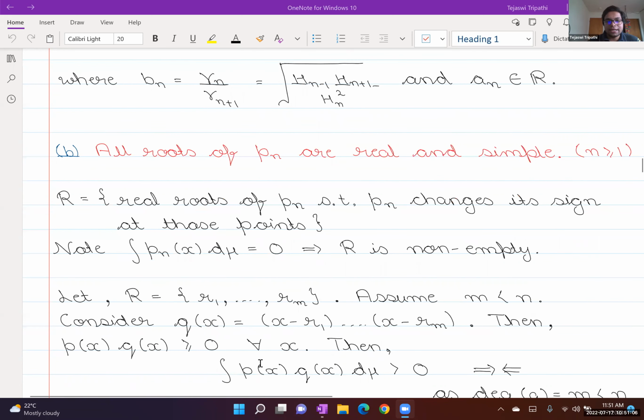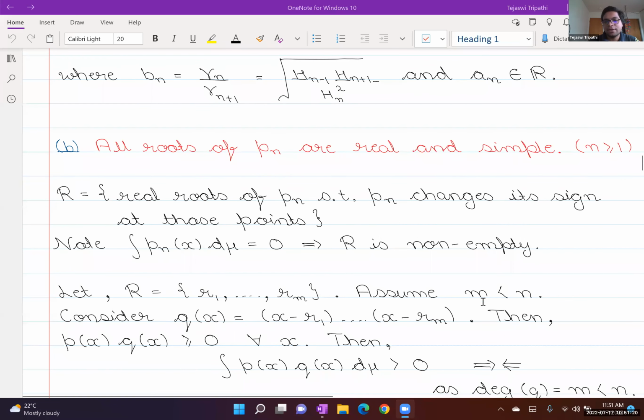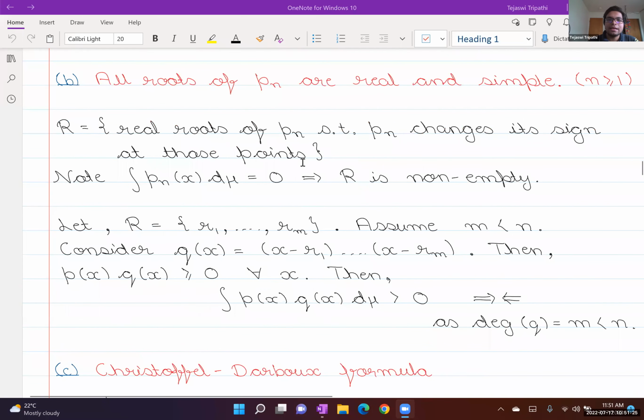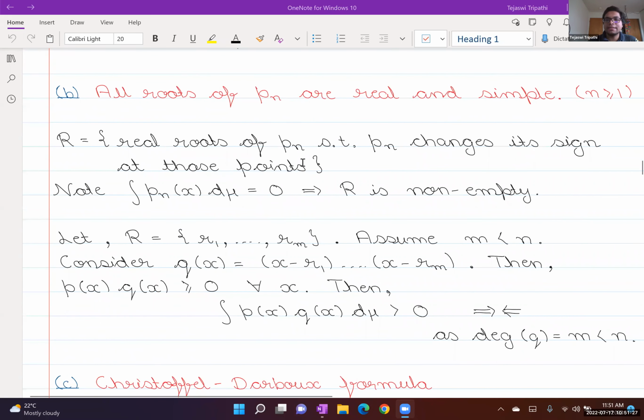And then you can show that this integral is always positive. But this is a contradiction, right? Because m is less than n. The integral of Pn(x) with any polynomial whose degree is less than n has to be 0. So we have a contradiction, and that means that m is equal to n. And that in particular implies that all the roots are real and simple because they change sign at those points.